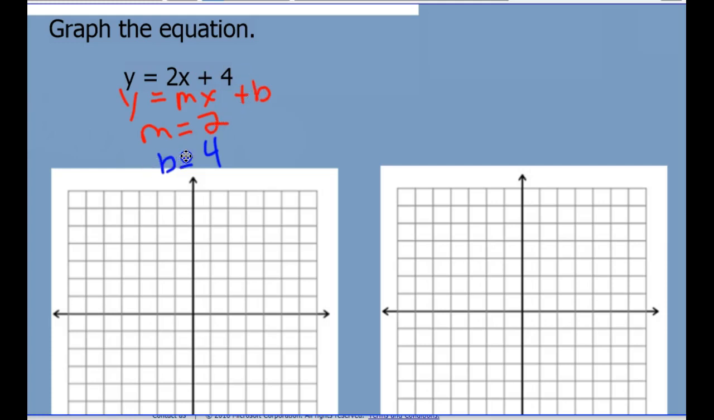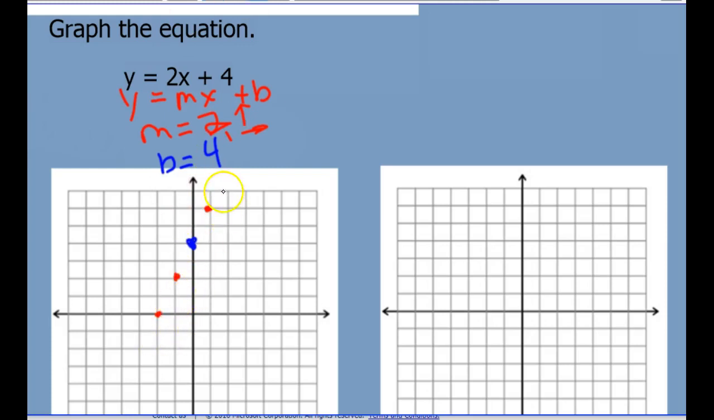Now when we're graphing this, we always begin at the b. The b is the y-intercept, so the y-intercept is 4. So we're going to go up 1, 2, 3, 4. We begin at that point. Then the slope, we're going to go up 2, because that's our rise. And then anything without a number underneath it just has a 1 as a fraction. So that means we're going to go over 1. That's our run. So we go up 2 over 1. If we wanted to do the opposite, we'd go down 2 to the left 1.